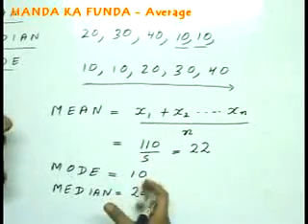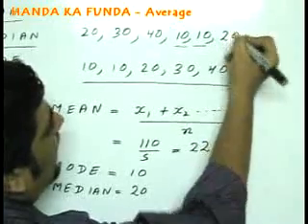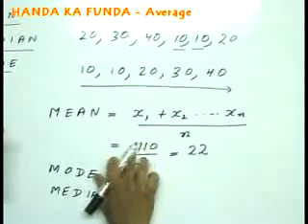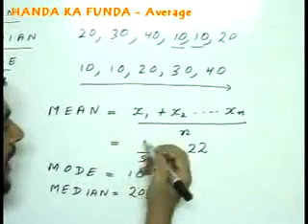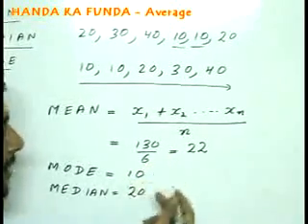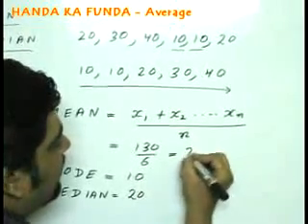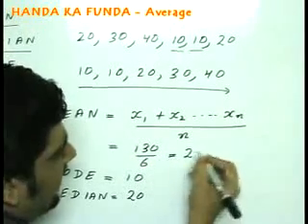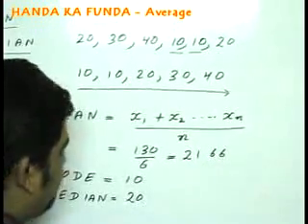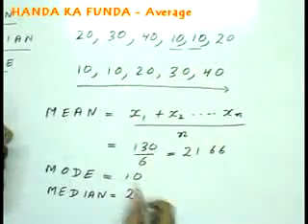What will happen if I add, let's say, one more value to it? Say I add another value, 20, to this group. What would happen then? The mean: from 110, the sum will go up to 130, and the total number of objects will go up to 6. So the mean in that case will be 130 by 6, which comes out as 21.66.